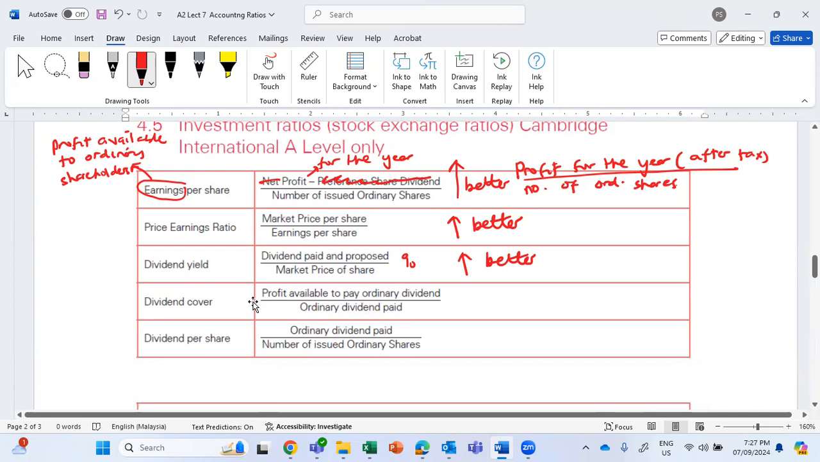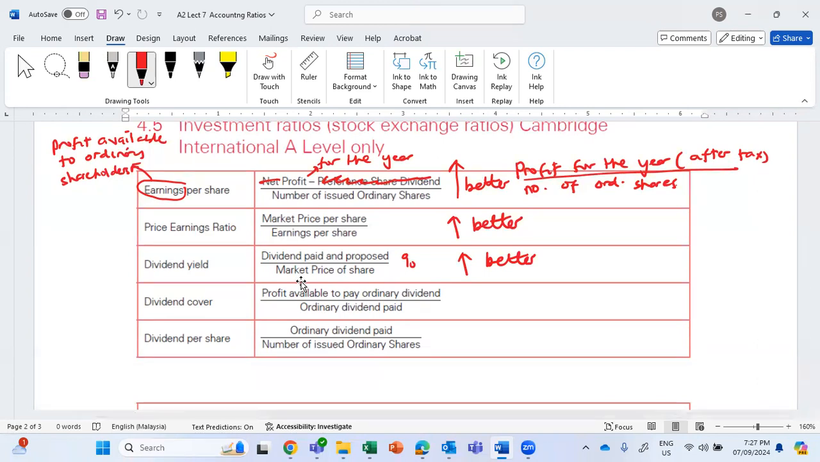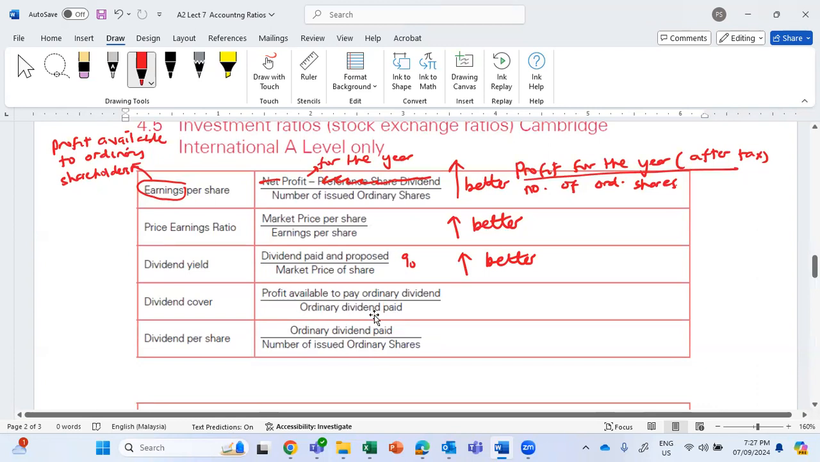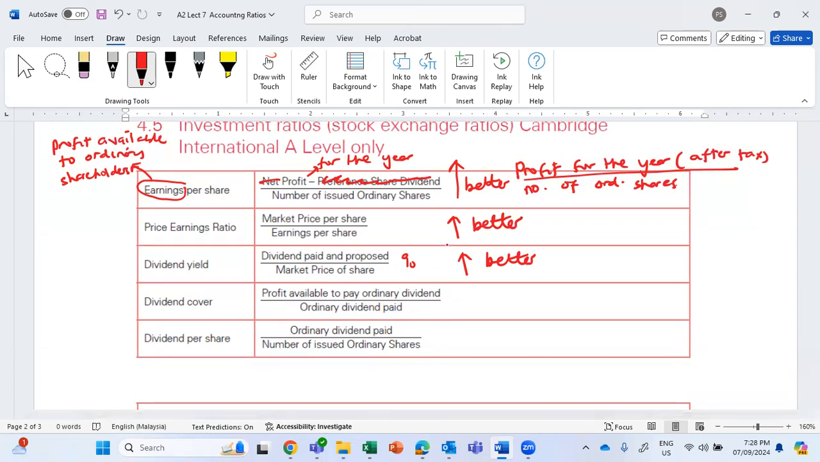Okay. And then the next formula is dividend cover. So dividend cover is how much profit is available in the business to pay dividend. That means dividend cover tells us how many installments that the company can pay dividend in the future. For example, if the profit is 1,000 and the dividend is 200, which means 1,000 divided by 200 is 5. So the company can pay out dividend for the next 5 years, for example. The higher, the better. So this formula is expressed in number of times.